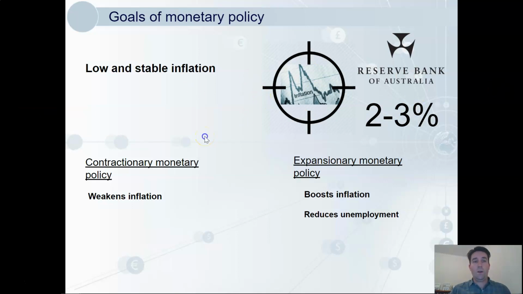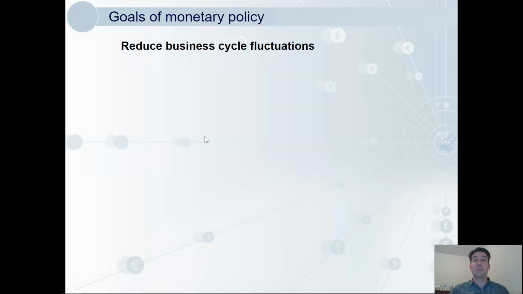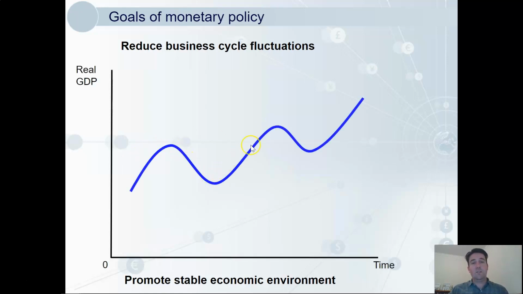Okay. With regards to reducing business cycle fluctuations and promoting a stable economic environment, we can see how monetary policy is going to do that. So the fluctuations and instability reduce confidence, which can lead to these sharp falls in activity that we see in a typical business cycle diagram.